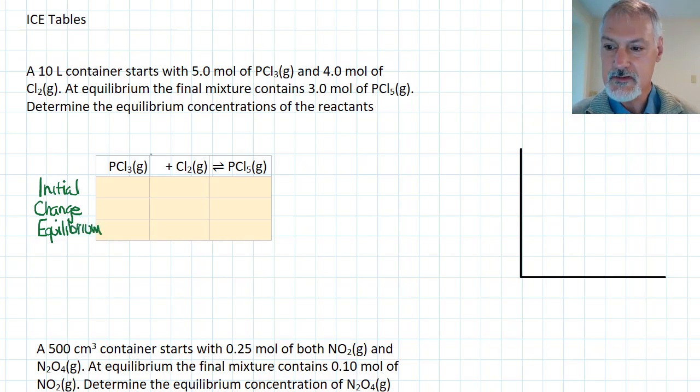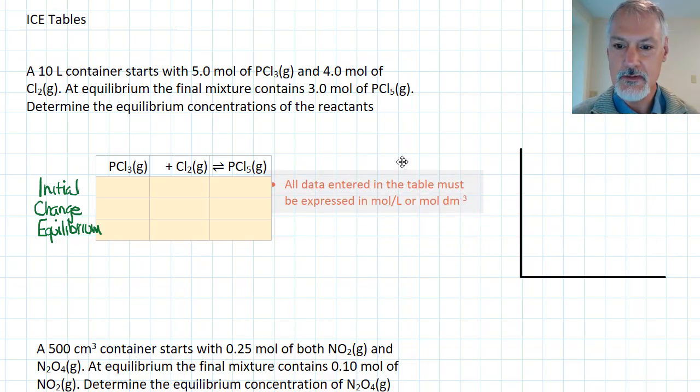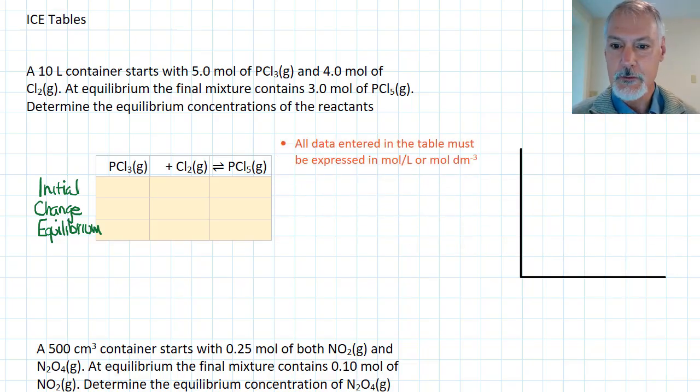Now, a few things about the use of this table to solve problems. The first thing is all information that's presented in the table has to be presented as concentrations. So you don't want to leave things in moles. If I take a look at this problem, I have a 10-liter container and 5 moles of PCl3. So I have to take this number of moles and divide by the volume in order to place it in the table. So 5 divided by 10 means that the initial amount of PCl3 is 0.5. In a similar fashion, 4 moles of chlorine divided by 10.